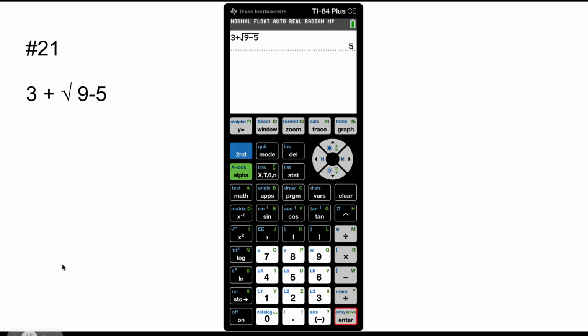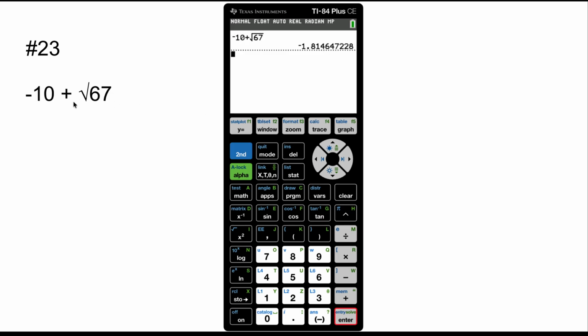Great job. Number 21, 3 plus the square root of 9 minus 5. Now, in your calculator, you could type this exactly the way it is: 3 plus square root 9 minus 5, and you will get 5.